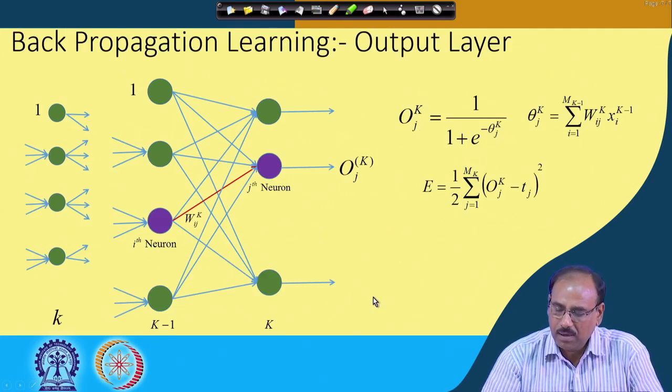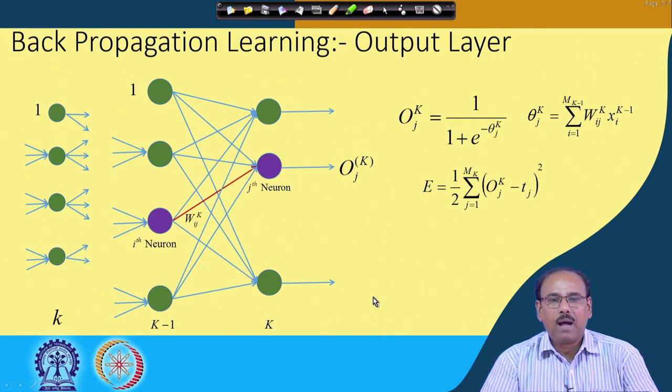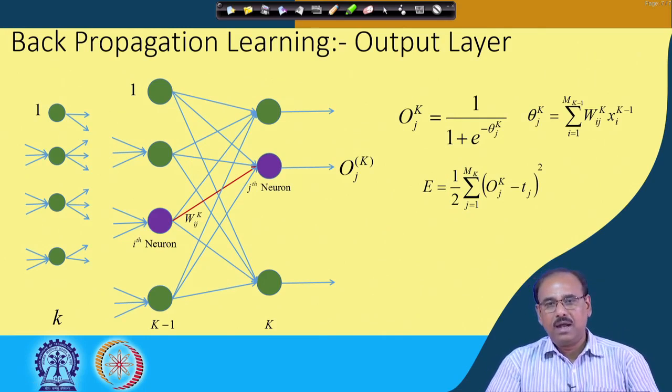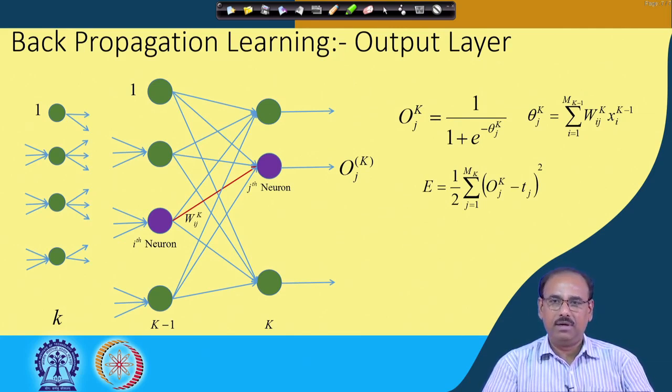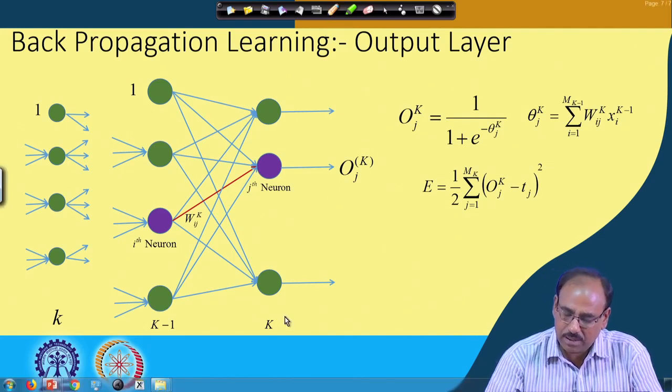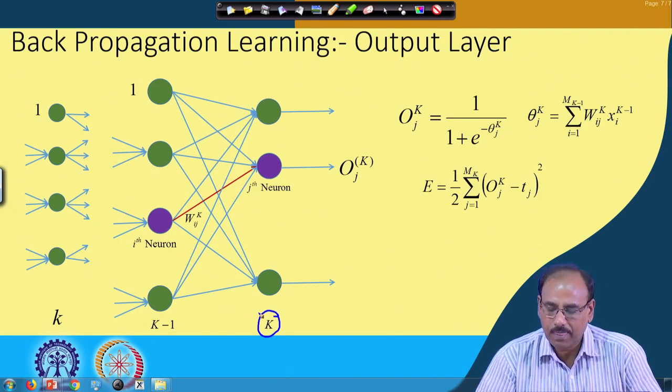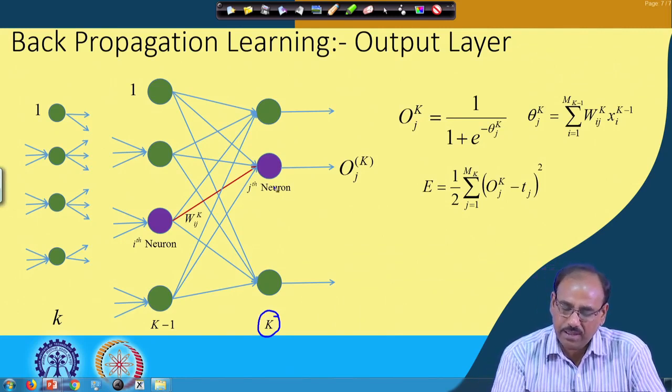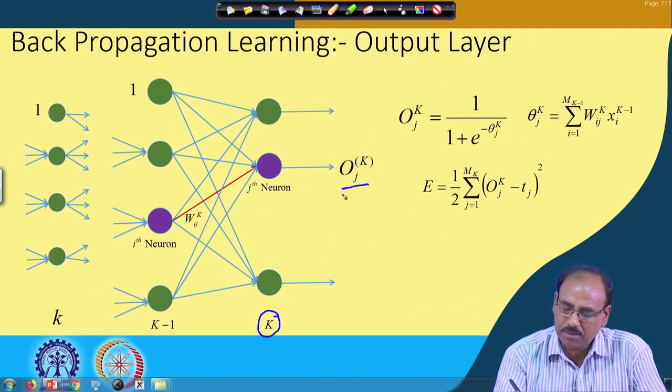Given this, you find that updating the weight vectors at the output layer is almost similar to updating the weight vectors in a single layer neural network where we had multiple outputs. So, here again I assume that capital K indicates the index of the output layer. I take a jth neuron in the output layer, and the output of the jth neuron is represented by OjK.